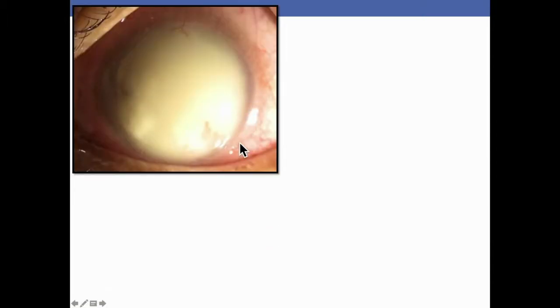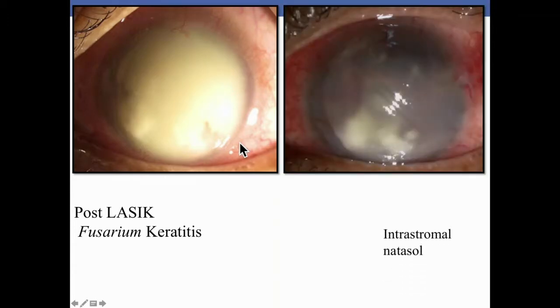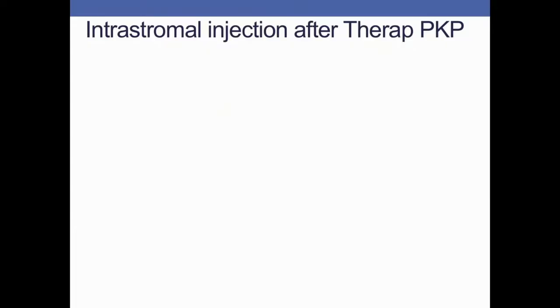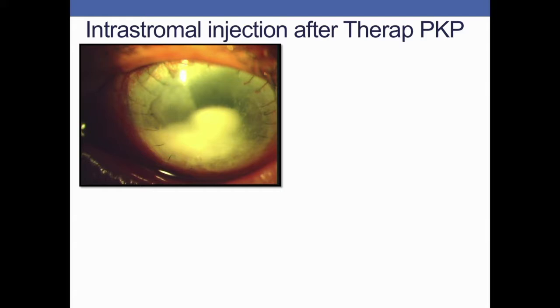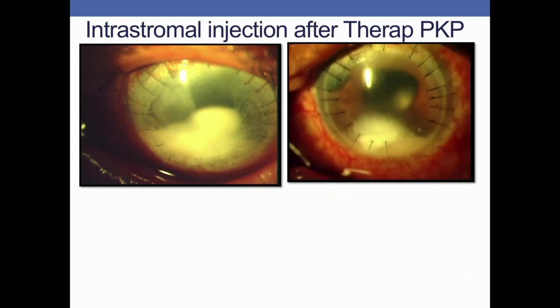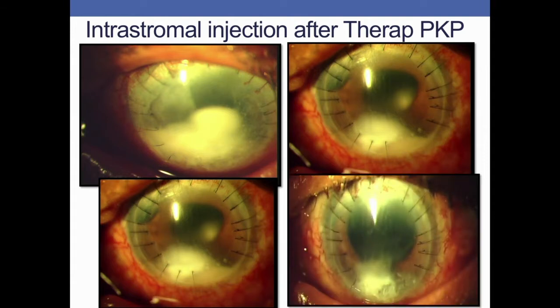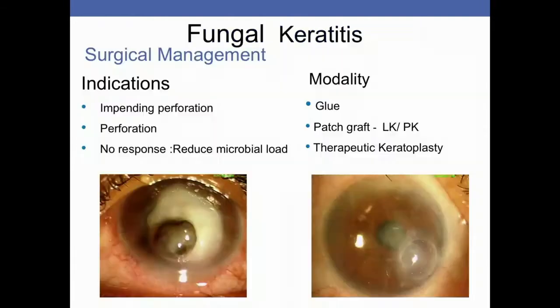So just to show one example, this was a case of post-LASIK Fusarium keratitis, and we injected intrastromal Netasol because that's soluble, and this resolved with the intrastromal injections coupled with the topical drugs as well as systemic drugs. Sometimes you have to resort to more than one method by which you can treat fungal keratitis. This was a case of fungal keratitis for which a graft was done, and recurrence of infection occurred, and we gave intrastromal injections, and this resolved on therapy. So one weapon may not work in all the cases.